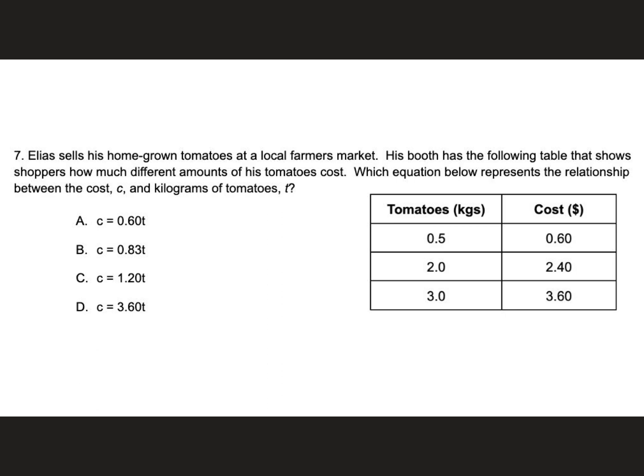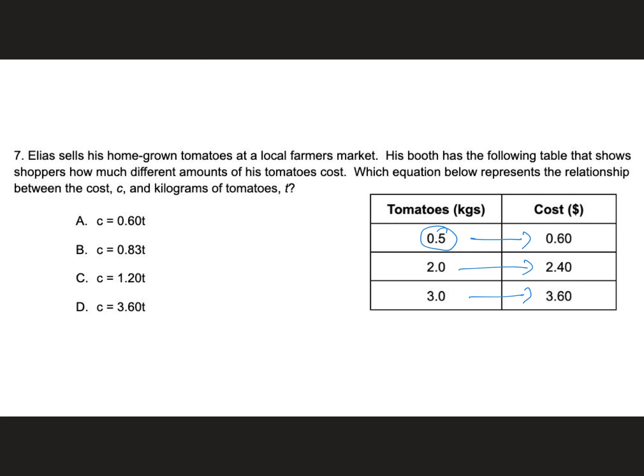Elias sells his homegrown tomatoes at a local farmer's market. His booth has the following table that shows shoppers how much different amounts of tomatoes cost. Which equation represents the relationship between cost and tomatoes? So for a certain amount of tomatoes, I need to pay a certain cost. What is my proportional relationship here?